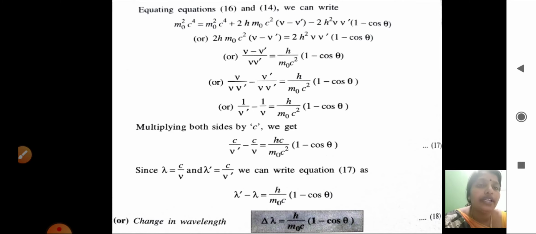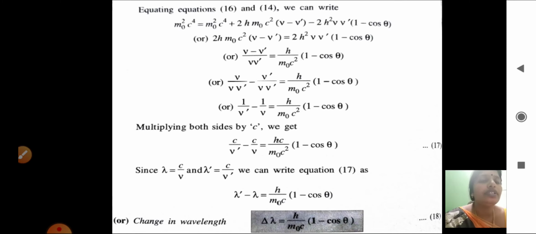Okay, 1 by nu dash minus 1 by nu is equal to h divided by m naught c squared into 1 minus cos theta. Multiply both sides by c. Then 1 by nu dash becomes c by nu dash, minus c by nu, equal to hc divided by m naught c squared into 1 minus cos theta. Why do we multiply by c?